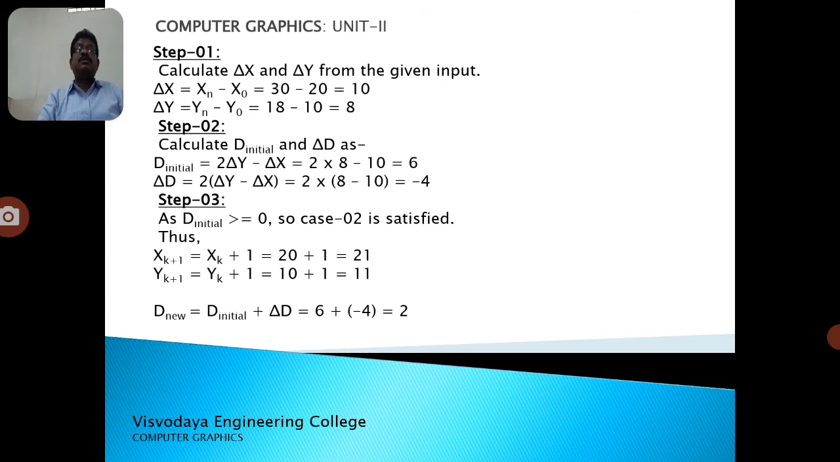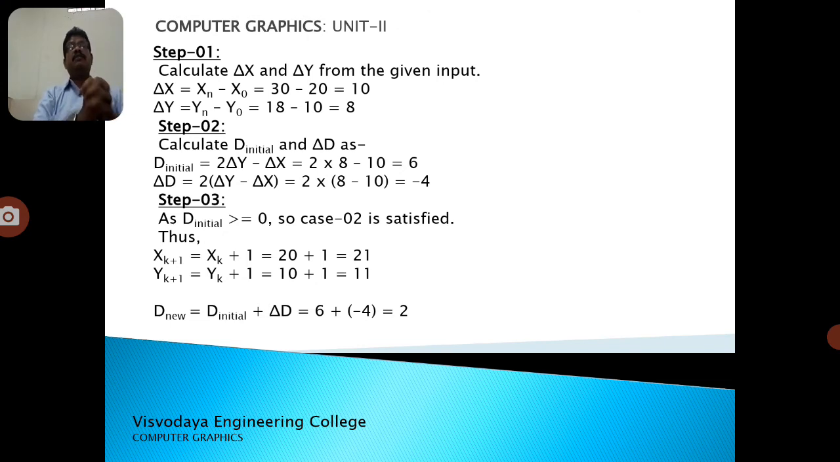And delta d value equals 2 of delta y minus delta x. Delta y minus delta x in the sense 8 minus 10, that is minus 2, into 2, that equals minus 4. So delta d value is minus 4. And coming to the third step, d initial is greater than or equal to 0. Why? Because the d initial value we calculated is 6. That value is greater than or equal to 0, so we go to the second case. In that second case, what is the next parameter value? xk plus 1 equals xk plus 1, yk plus 1 equals yk plus 1. In the second case, that is a positive value, both values are incremented.